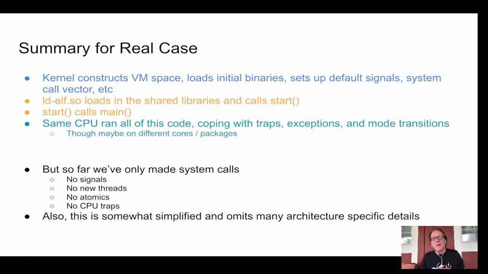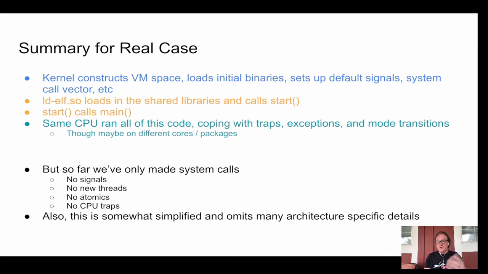But that's a good point for us to pause in what we're doing, and summarize what we do. The kernel basically sets up the address space, loads the binary, jumps to ldelf.so, and in addition to that, sets up a number of default signals and the default system call vector and so forth. ldelf.so loads the shared libraries and jumps to the C runtime library call, that which is typically called start. Start calls main, and away we go.